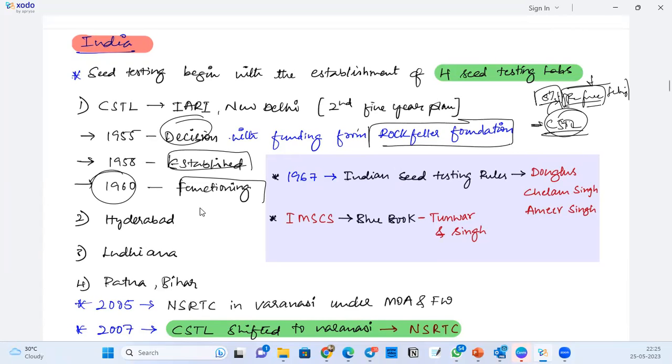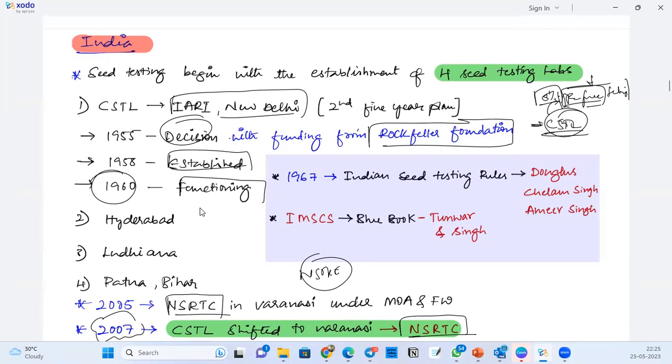It was established in IARI, New Delhi, but in a later period it was transferred to NSRTC. In 2007 it was shifted to NSRTC in Varanasi, and NSRTC was established in 2005, in Varanasi, UP. The other seed testing labs established were in Hyderabad, Ludhiana, and Patna. Now we have around 167 notified seed testing laboratories located in India. They might not ask you the exact figure, but it's just for your knowledge.